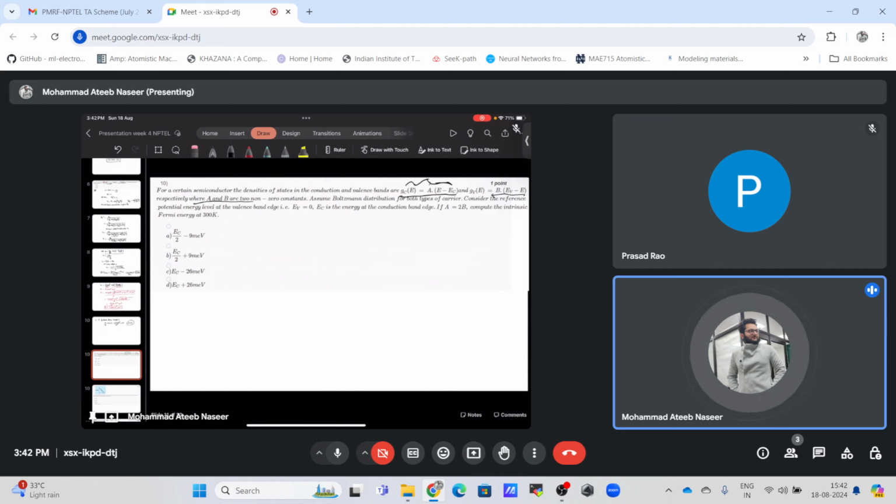What we have to do is assume the Boltzmann distribution for both types of carriers, and consider the reference potential energy level as the valence band, with EC being the energy at the conduction band. We have to compute the intrinsic Fermi energy level.